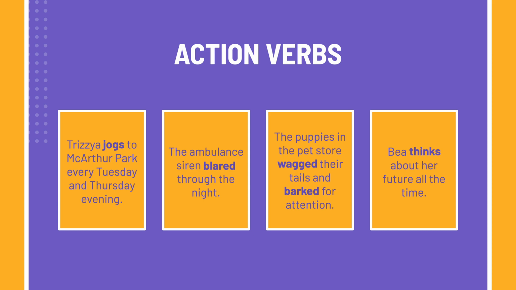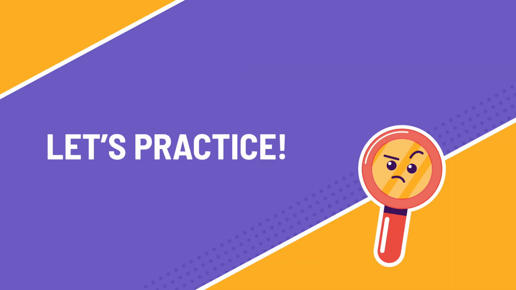Take note of the verb in the last sentence. Bea thinks about her future all the time. While think may not elicit a picture of movement or action, think is an undertaking, a development of thought which shows progress and growth. Now, the best way to practice identifying verbs is by answering exercises.